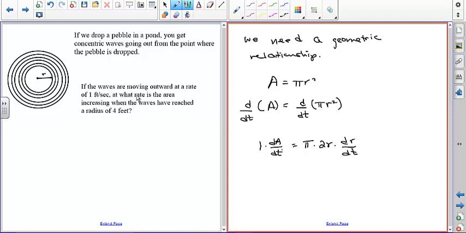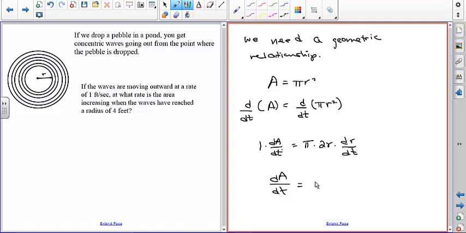So what they're asking for: at what rate is the area increasing? Well, that's already on the left-hand side, so we've already solved for that. Sometimes when we take the derivative, the thing that we're trying to solve for might be on the right-hand side, and we have to do the algebra. In this case, we don't have to because it's already been done.